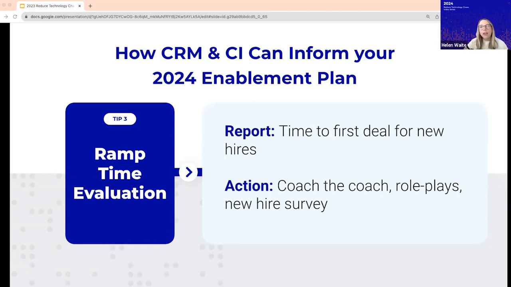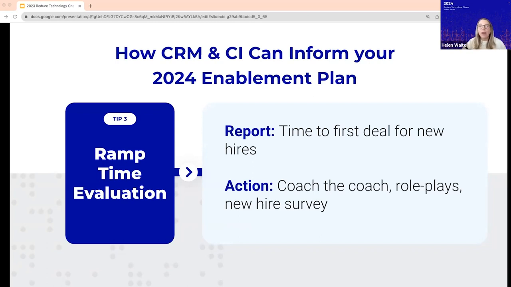And then the action you'll take is, again, looking at these new reps when they're in the field. How are they being coached? Is this an opportunity to coach the coach, where their managers really weren't as present, or they needed more feedback and guidance from their managers? Maybe their managers need a little help on how best to coach new hires coming in.